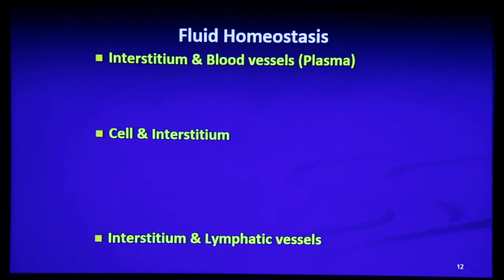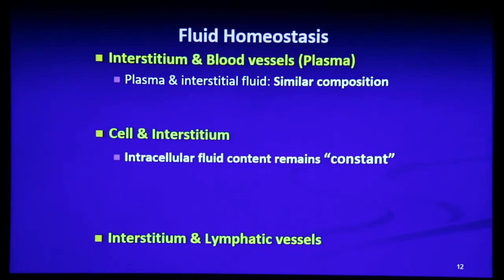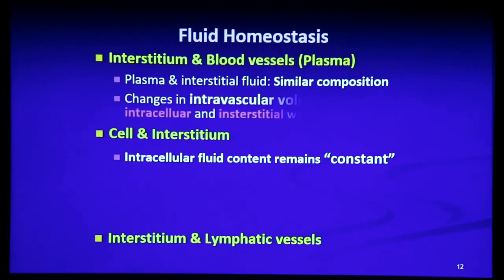So these are the three divisions of the compartments which we need to understand. The plasma and interstitial fluid always have a similar composition. The intracellular fluid always remains constant. So it always remains constant, it doesn't change. So if there is a change in intravascular volume, then you will find it has a direct influence onto the intracellular as well as the interstitial water because of the hormones like ADH which are secreted.